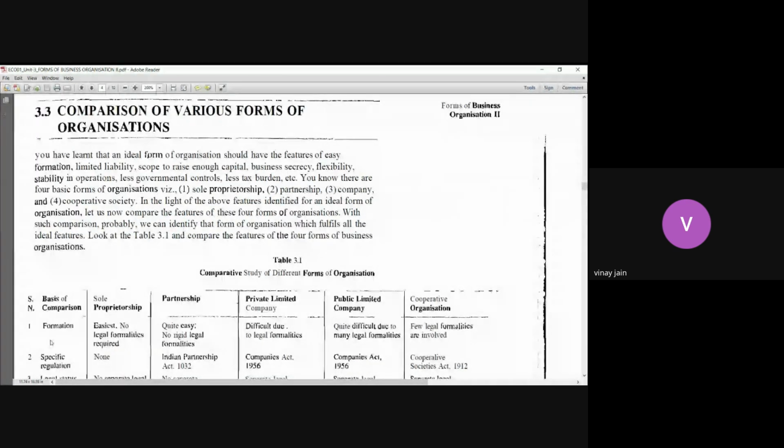Now, guys, comparison of various forms of organization. Such a comparison should always be there while we are trying to select one of them. So, guys, we have learned that an ideal form of organization should have the features of easy formation, limited liability, scope to raise enough capital, business secrecy, flexibility, stability in operations, less government control, and less tax burden.